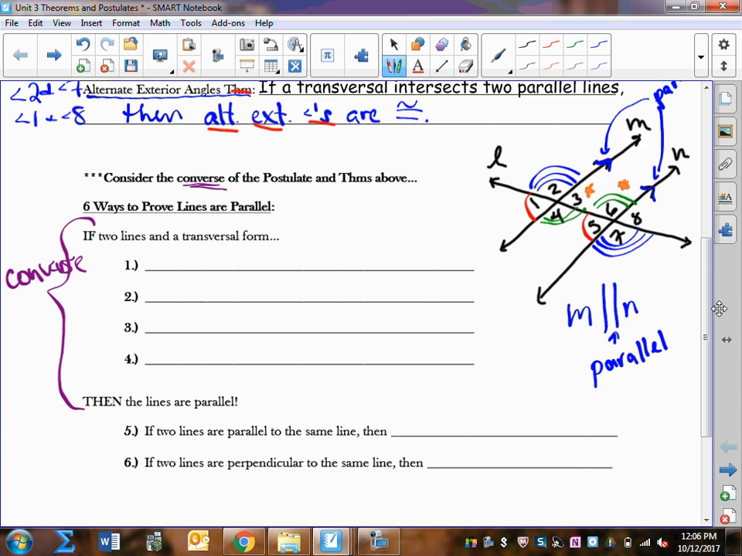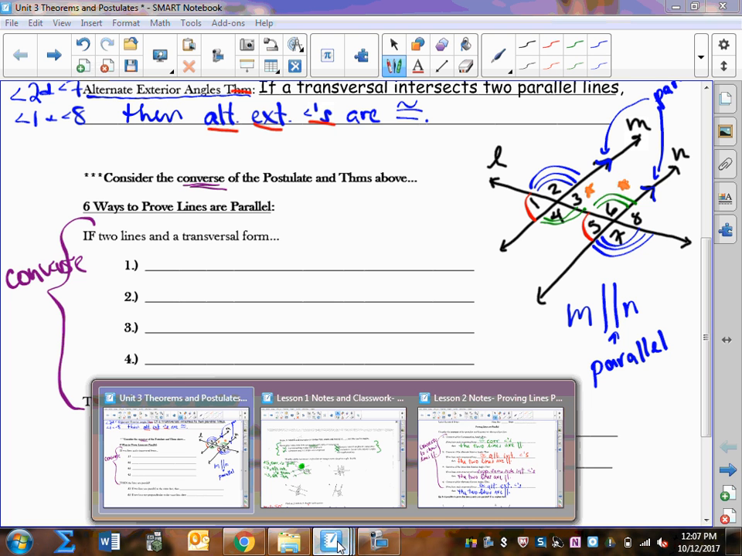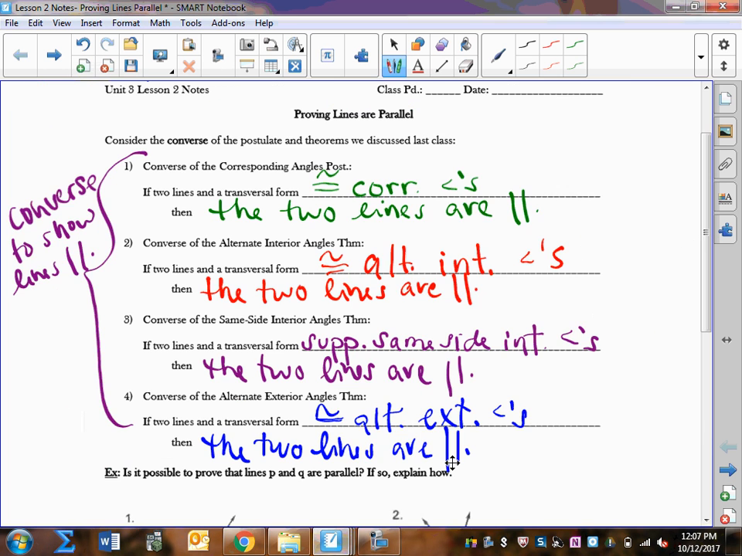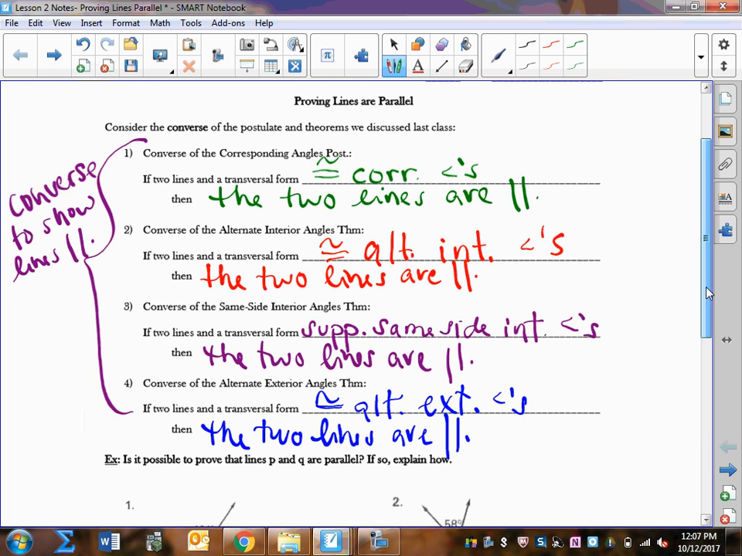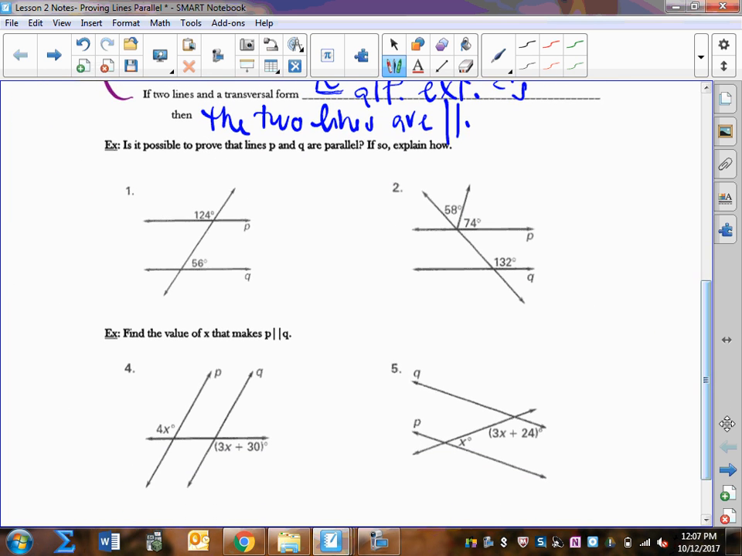Now you can kind of see a sneak peek of future lessons. We're going to be talking more about how to prove something about lines being parallel and perpendicular. But today we're focusing on, with my special angles, what do I need to have to show that lines are parallel. Alright, so let's just go and do some actual problems with this. So numbers 1 and 2 here, it says, is it possible to prove that lines P and Q are parallel? If so, explain how.